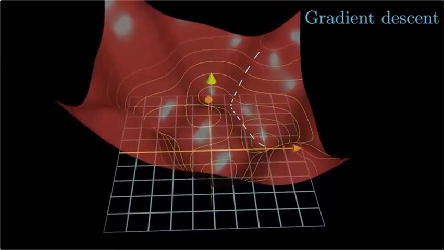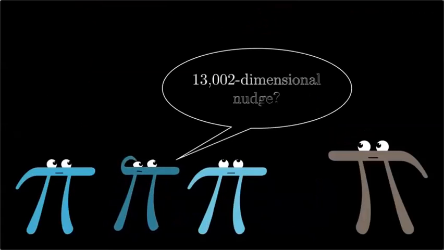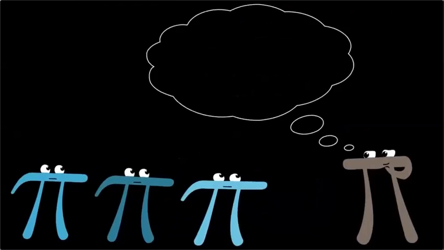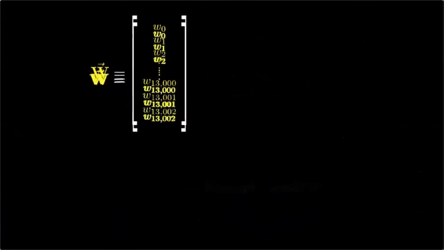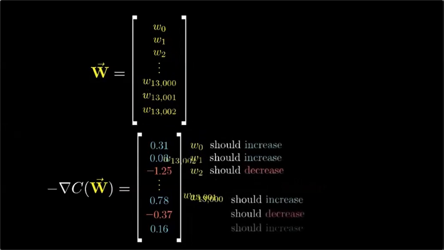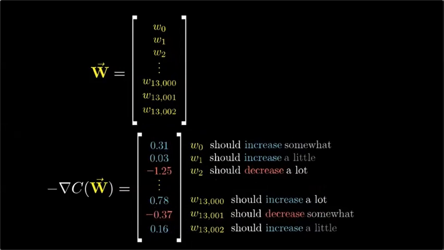I'm still showing the picture of a function with 2 inputs, of course, because nudges in a 13,000 dimensional input space are a little hard to wrap your mind around, but there is actually a nice non-spatial way to think about this. Each component of the negative gradient tells us 2 things. The sign, of course, tells us whether the corresponding component of the input vector should be nudged up or down. But importantly, the relative magnitudes of all these components kind of tells you which changes matter more.